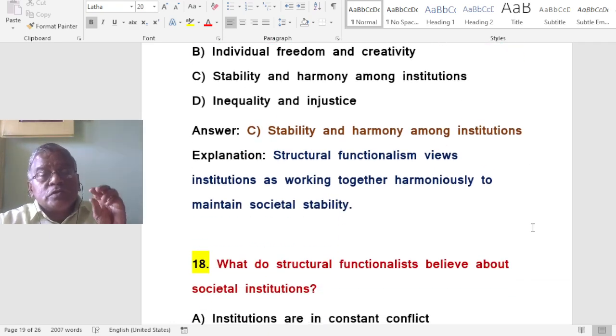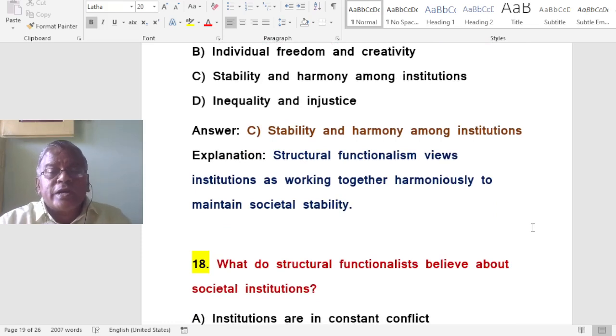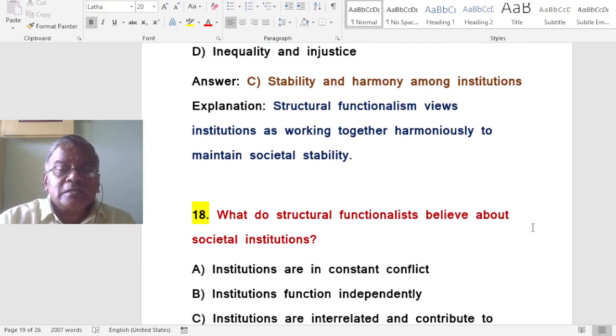Structural functionalism views institutions as working together harmoniously to maintain social stability.